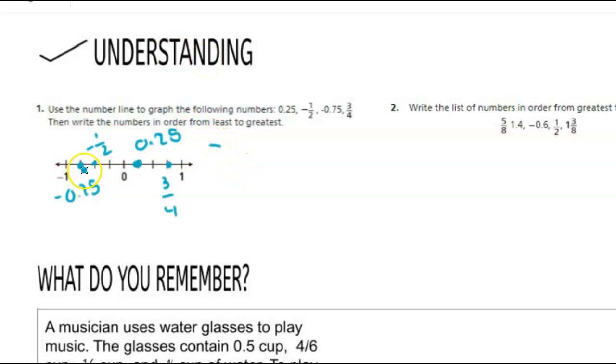So I'm looking over here, negative 0.75. Right here is negative 1/2. Then I have 0.25, and I'm ending with 3/4. There we go. Number 2.